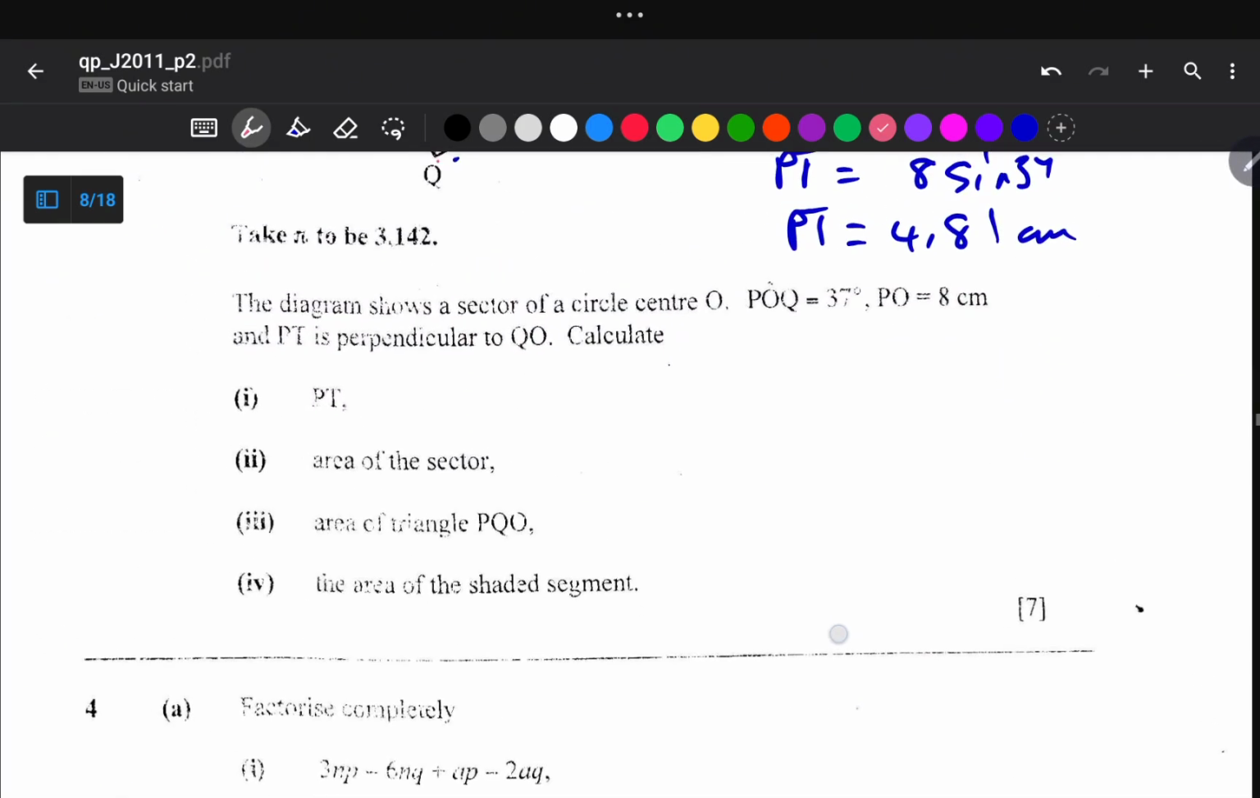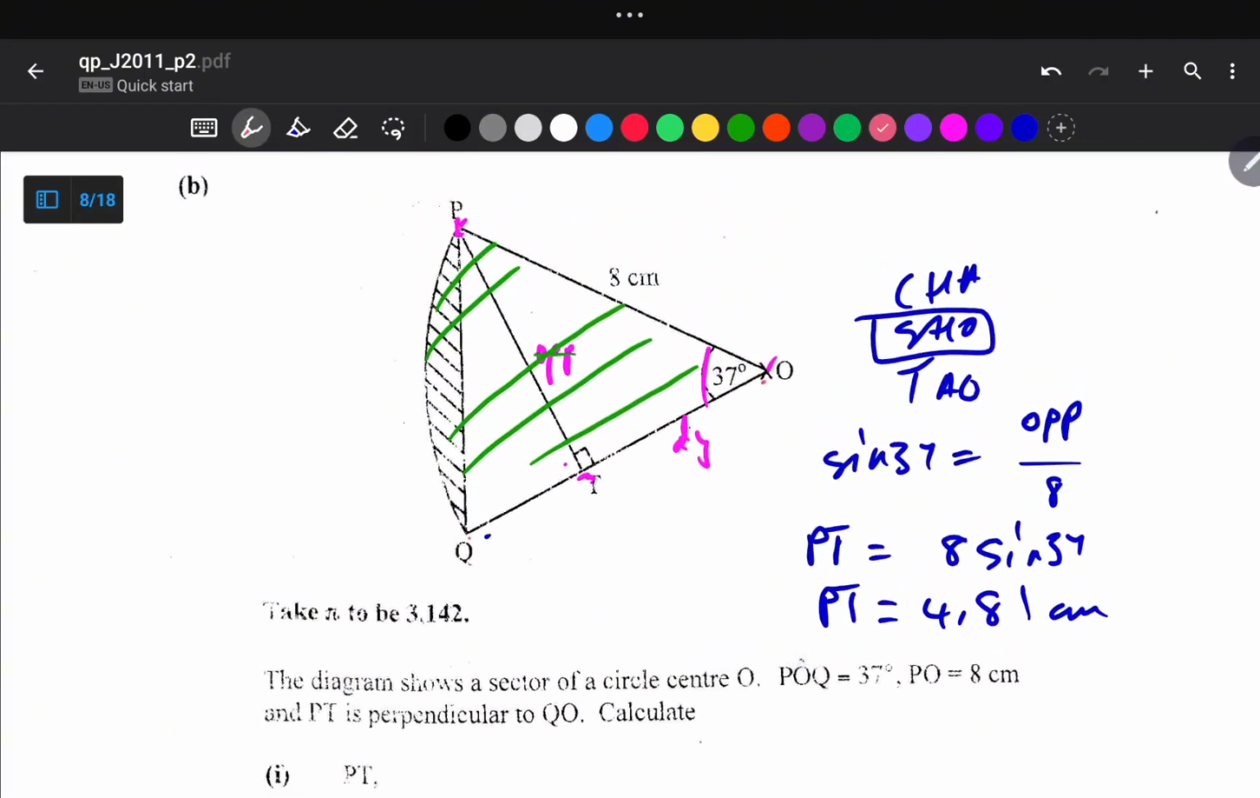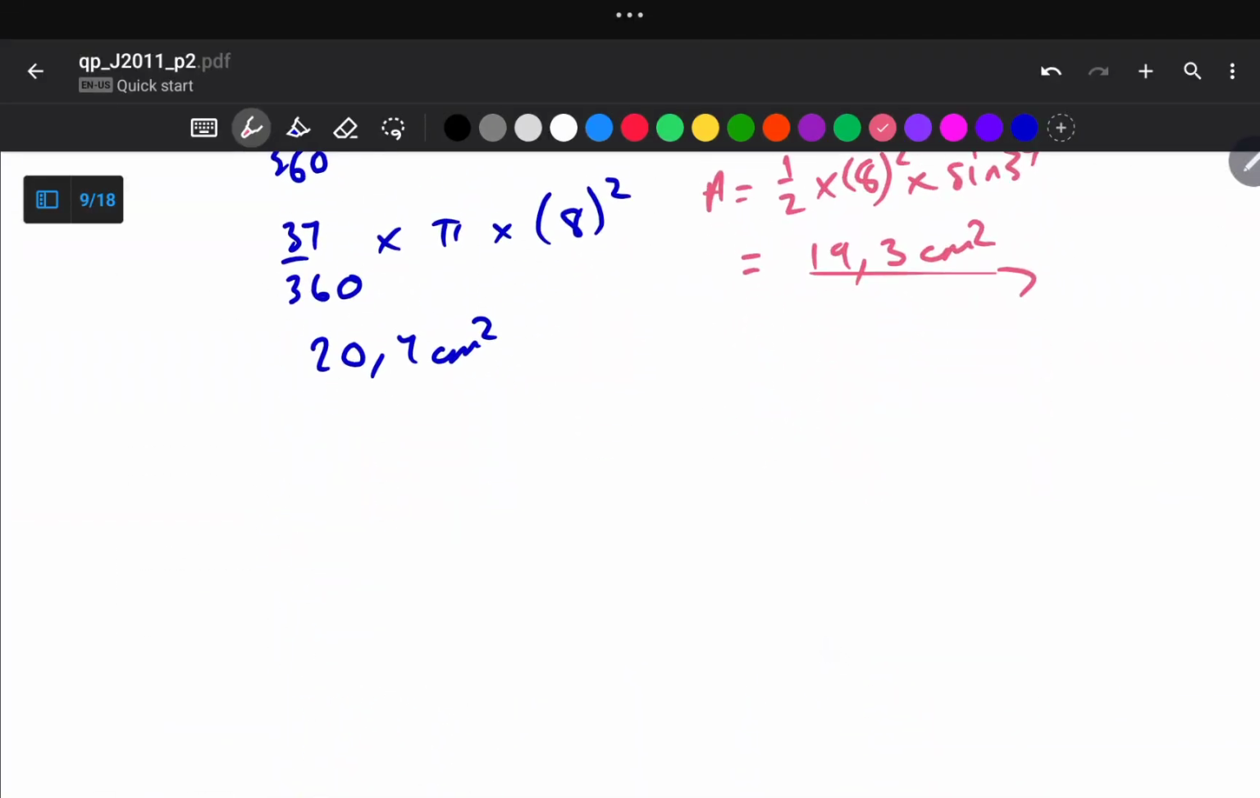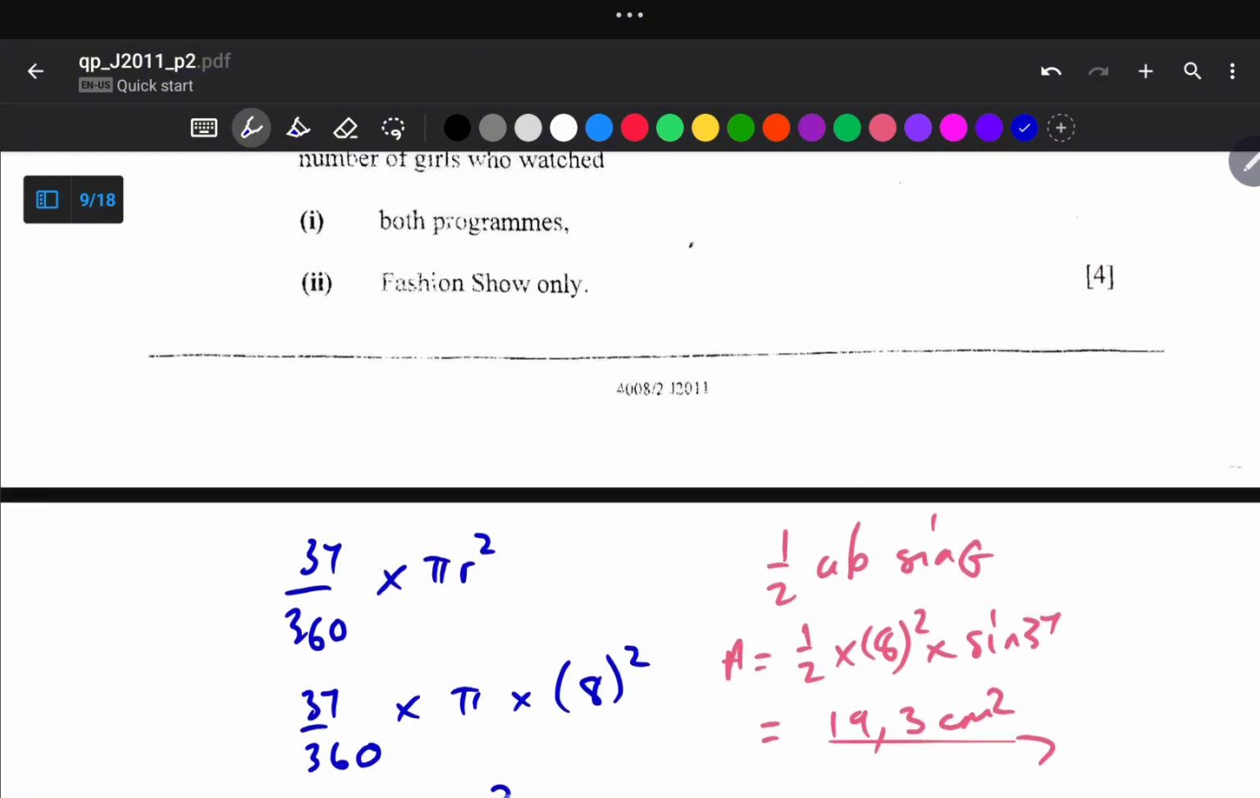And then the last part of question number 3 says calculate the area of the shaded region. So to calculate the area of the shaded region, we are going to subtract the area of this triangle from the area of the sector. So given that the area of the sector is equal to 20.7 square centimeters and the area of the triangle is equal to 19.3, the area of the shaded region is equal to 20.7 minus 19.3, which is equal to 1.44 square centimeters. So this is our final answer for the area of the shaded region.